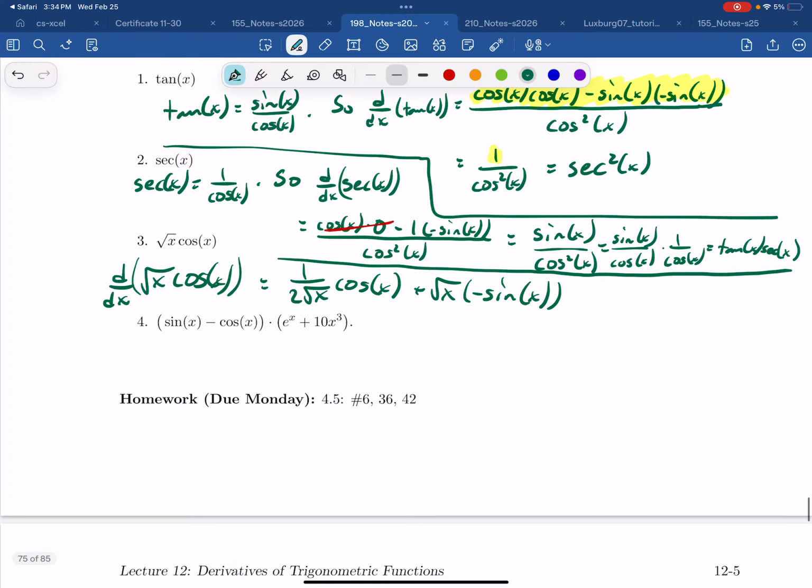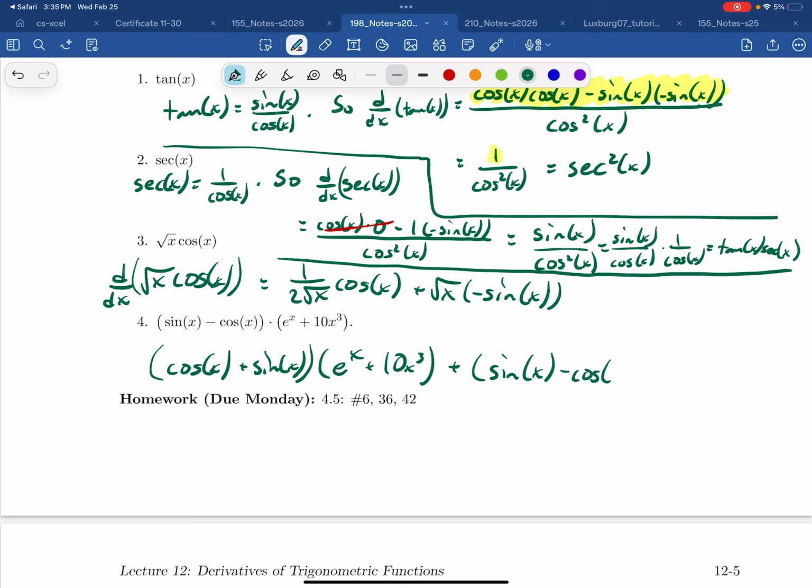And last but not least, take the derivative. I'm just going to say the derivative is going to be cosine of x plus sine of x. Be careful with our plus and minus signs. Leave this the same, plus, and then leave the first the same, and then take the derivative of the second. And there you go.